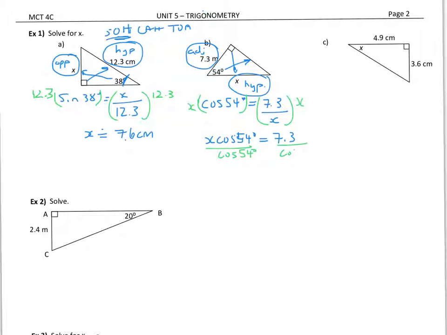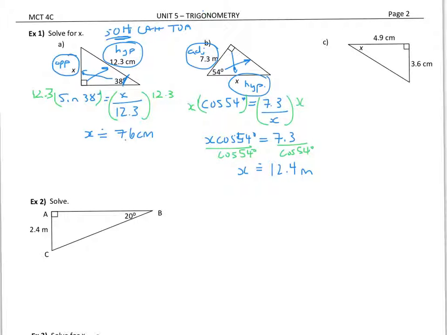That gives us that x will be equal to, and then in my calculator I do 7.3 divided by, you either do cos 54 or in mine I do 54 cos, and then hit equals. I got 12.4 approximately there. 12.4, and meters is our units this time.